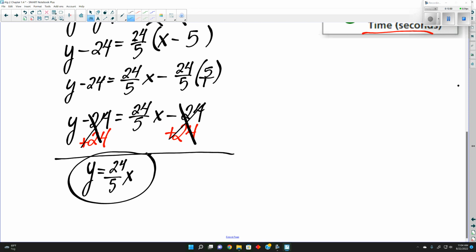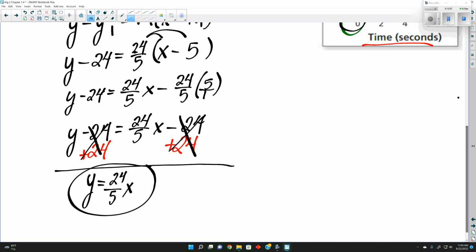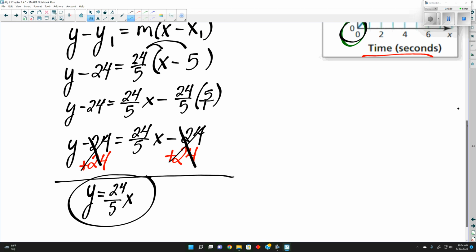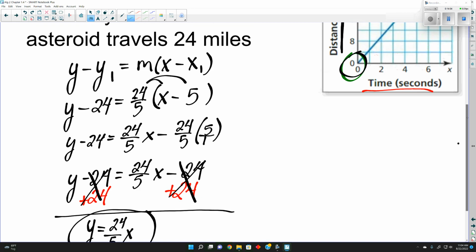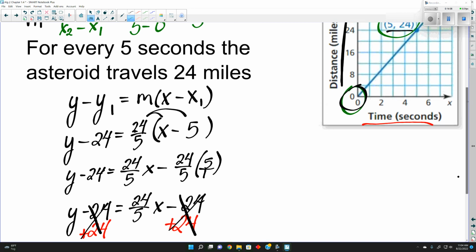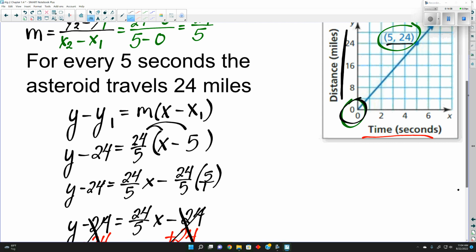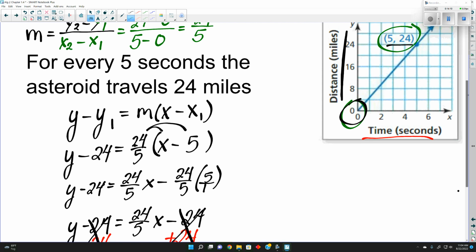Any questions on how we interpret the slope or found the equation of the line? Logan, let's save it for later.